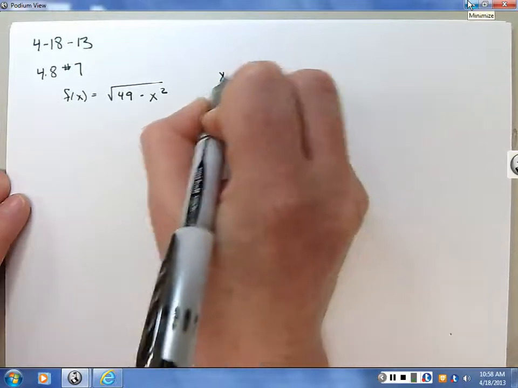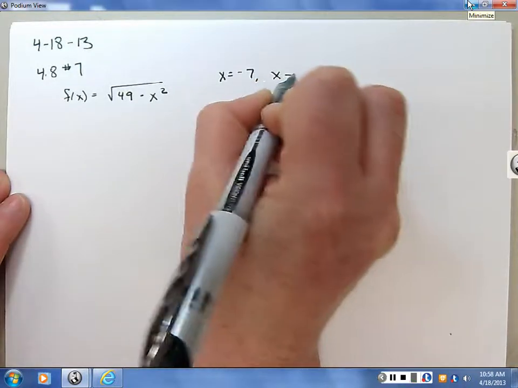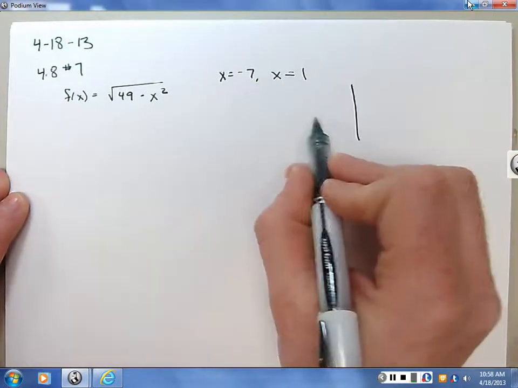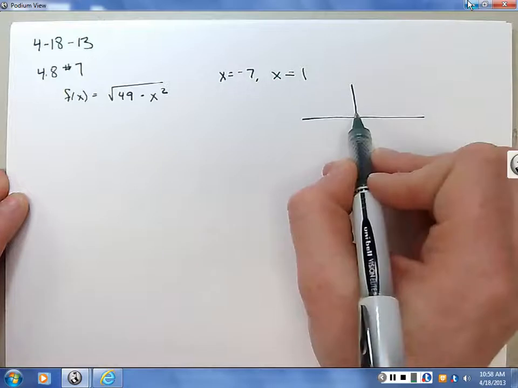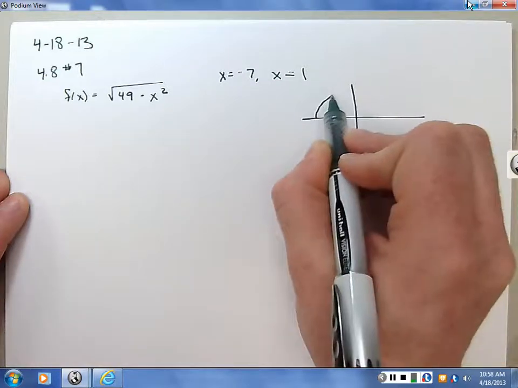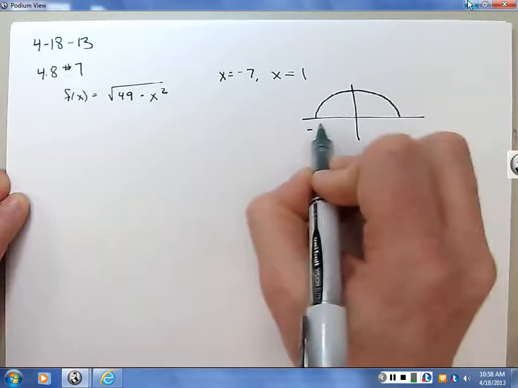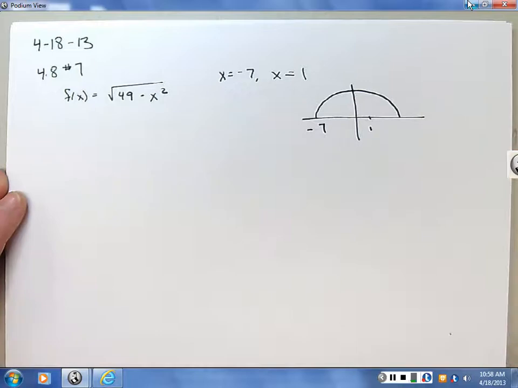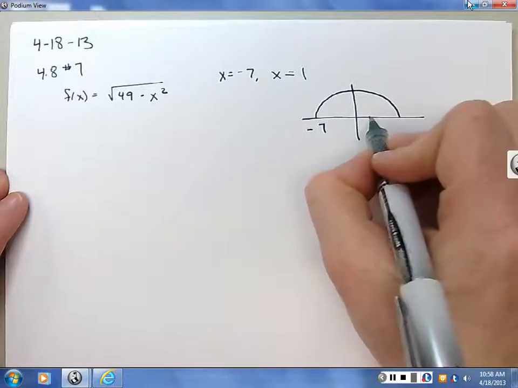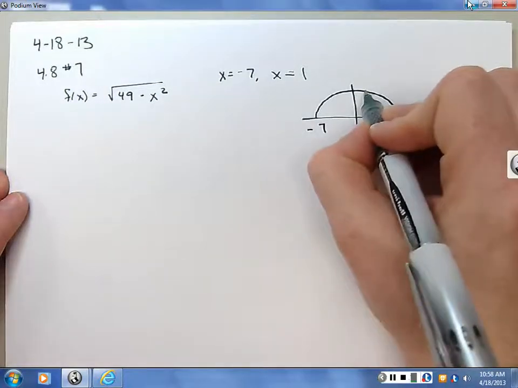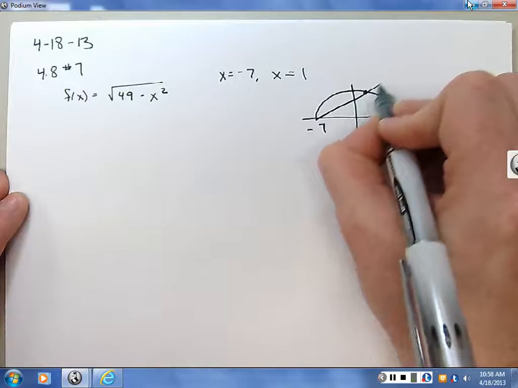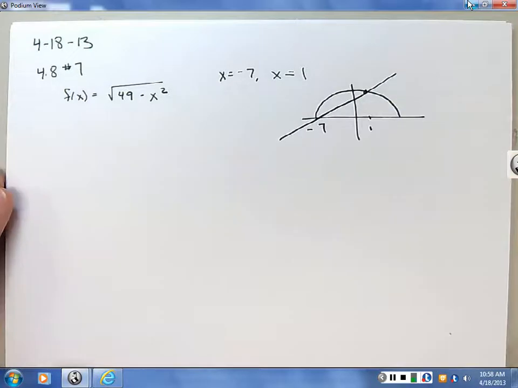So if I was to graph this for a minute, this is a semicircle centered at 0, 0 with radius 7, and I'm going from minus 7 to 1. So if I plug in 1, I have this point here. So I have the slope of the secant line. So I'm expecting my slope to be positive. So let's find the slope of the secant line.